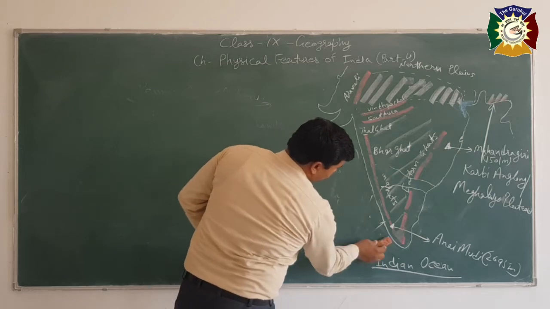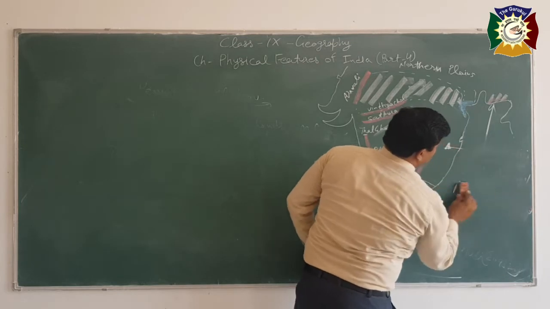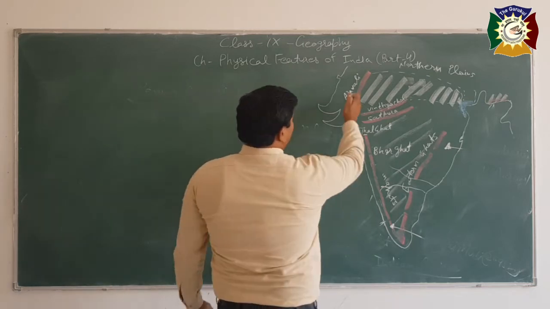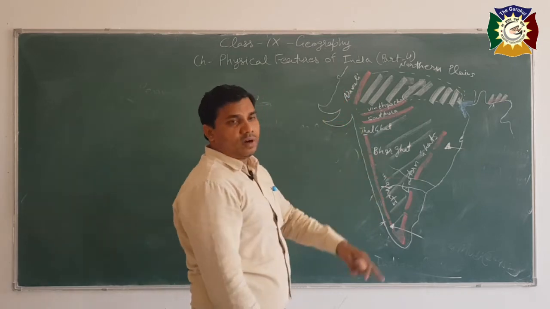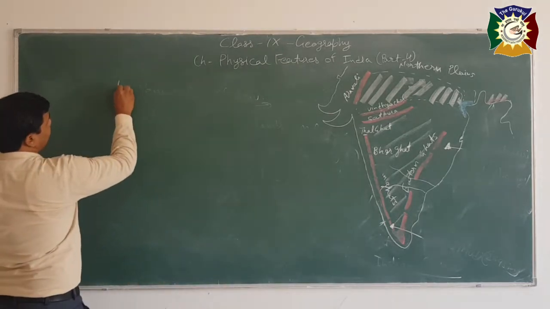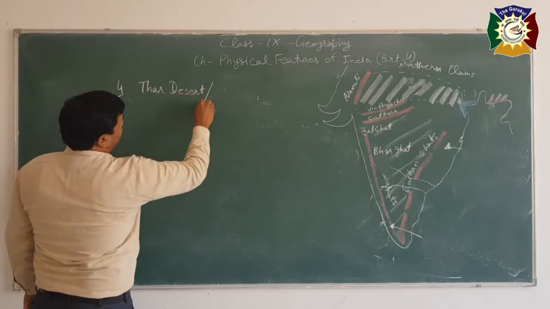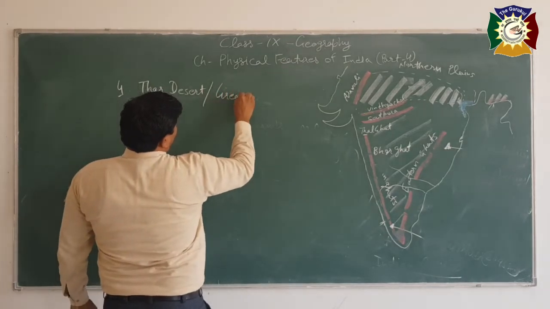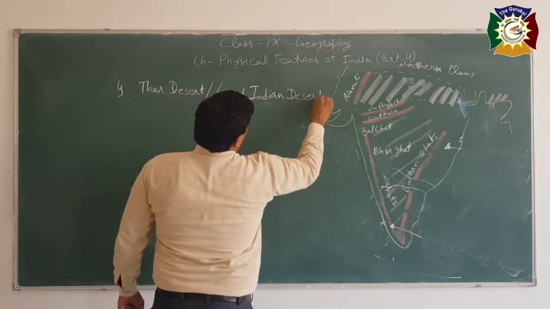that is about the Thar desert. As you can see here, this region on the west side of Aravalli is known as the desert region of India, or we can say Thar desert, and it is also known as the Great Indian Desert.